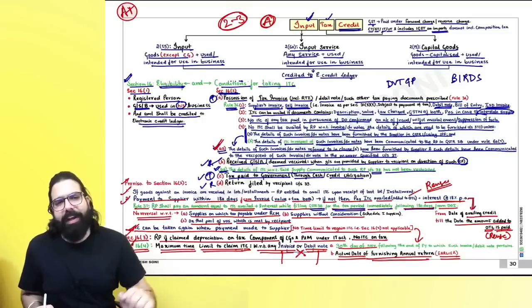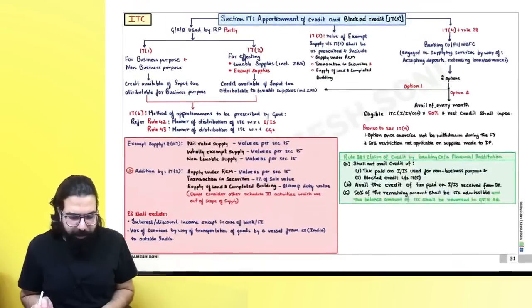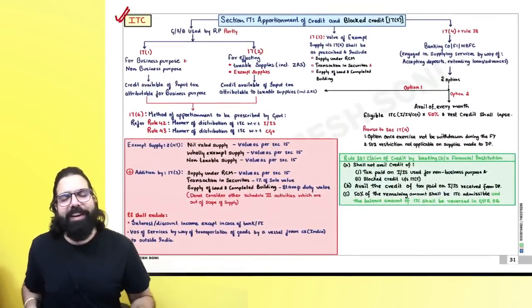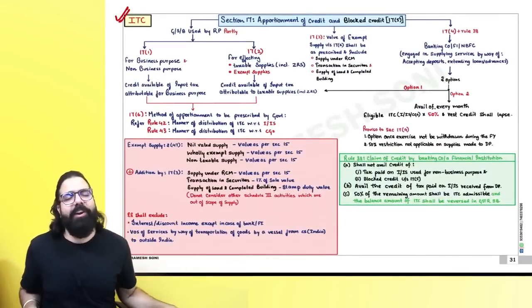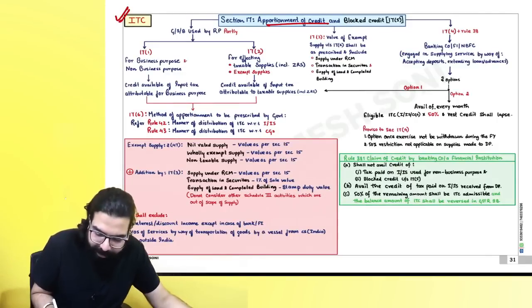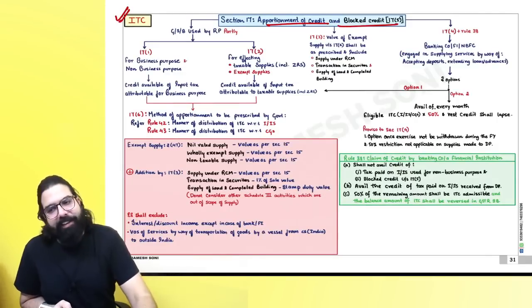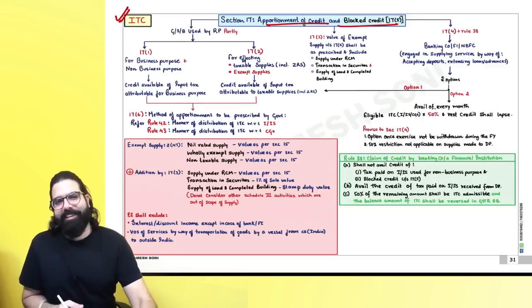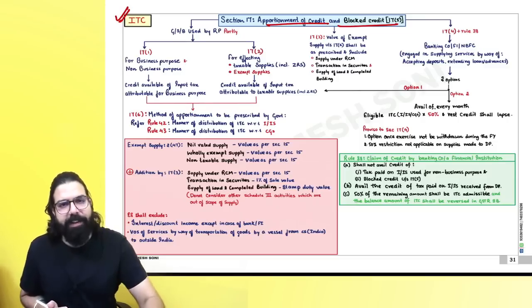Now, moving to the next section, section number 17. Please come to section number 17, everyone. Section number 17 talks about apportionment of credit and block credit. Section number 17 has 17.1 to 17.6. Let's start with section number 17.1.